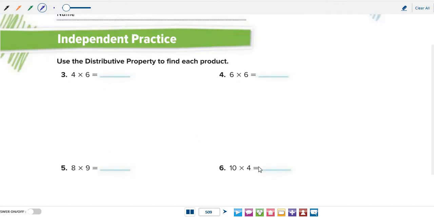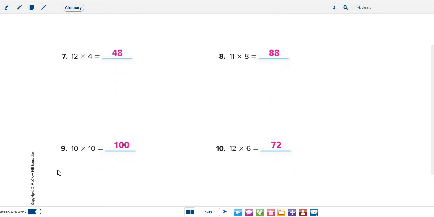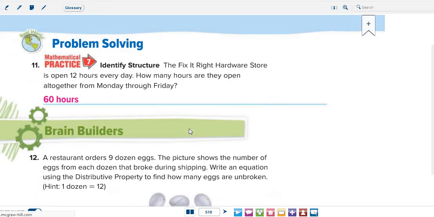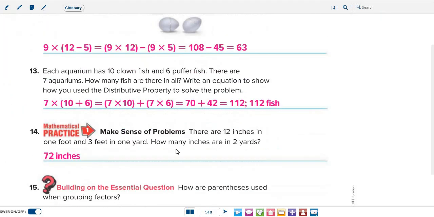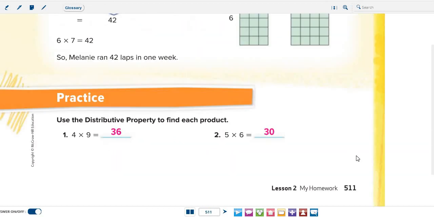Now it's your turn, grade 3, so please try to solve these questions by yourself, and then when you finish, you can check your answers here. This is for page number 509, and this is for page number 510. The next two pages are your homework, grade 3, so please try to solve them by yourself, and then when you finish, you can check your answers here.